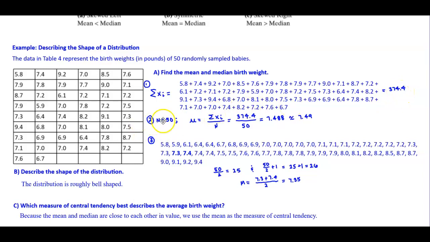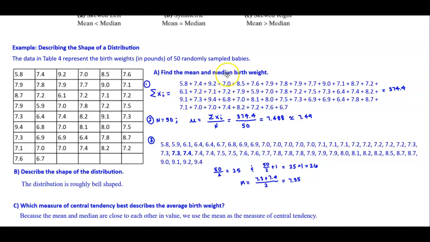In part 2, we want to find the population mean. So we know there are 50 random sample babies, so n is equal to 50. So mu is going to equal the sum over the value of n. Well, that's going to equal 374.4 divided by 50, which is equal to 7.488. Rounding that to 2 decimal places, because our data was in 1 decimal place, is going to be 7.49. So that's going to represent the population mean.